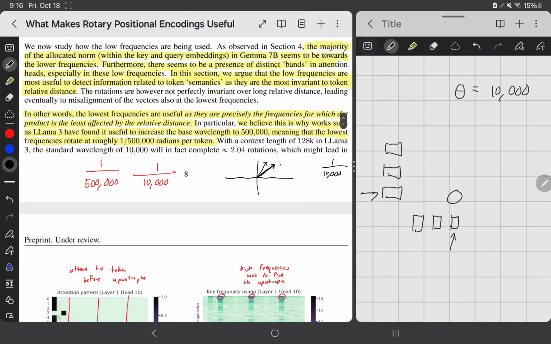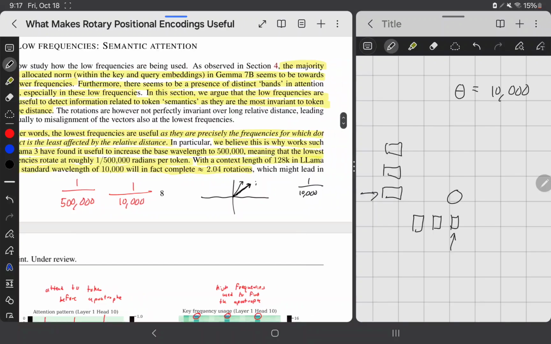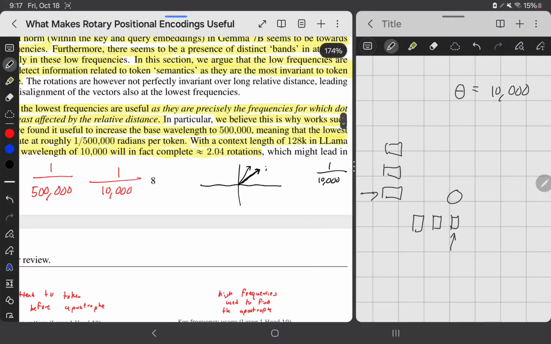So they mention down here that with a context length of 128,000 in Llama 3, the standard wavelength of 10,000 will complete within 2 rotations. So that leads to problems: poor generalization due to tokens being misaligned simply due to the large context. Large context can cause problems because even with this small rotation, the vectors only use semantic information, and the models only use semantic information at low rotations.